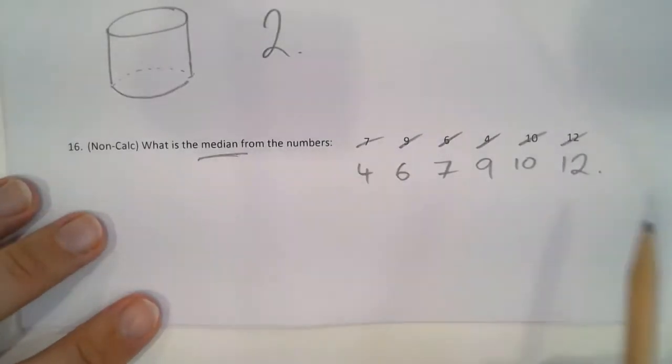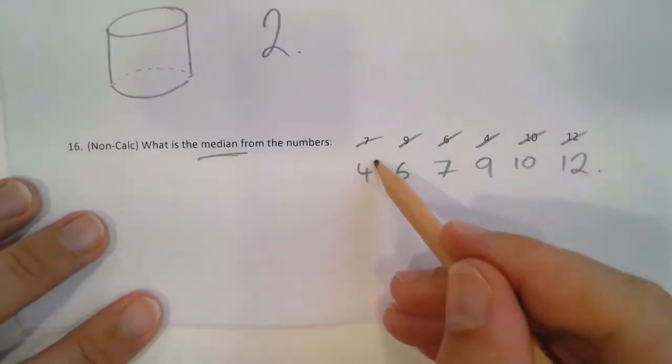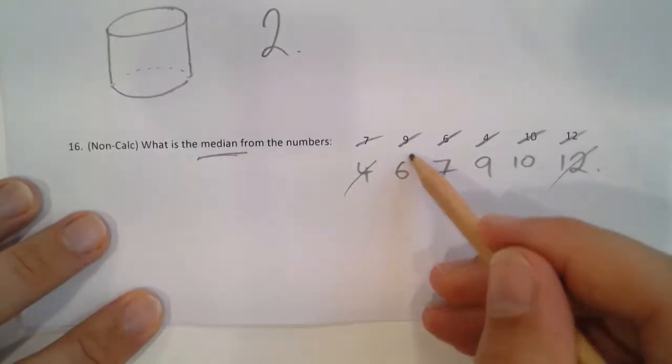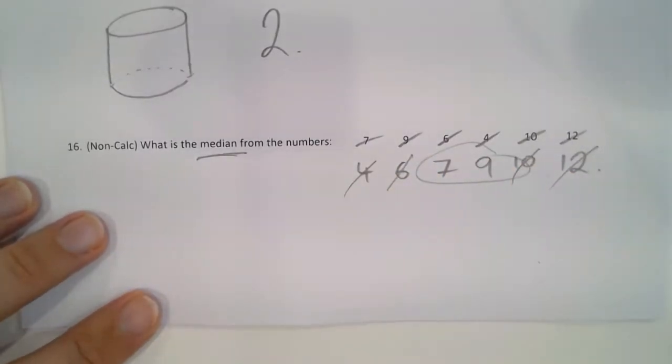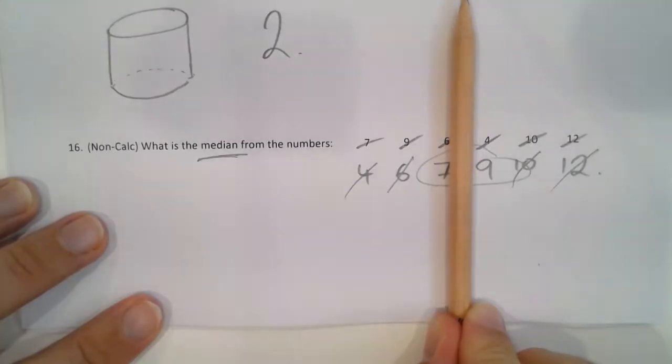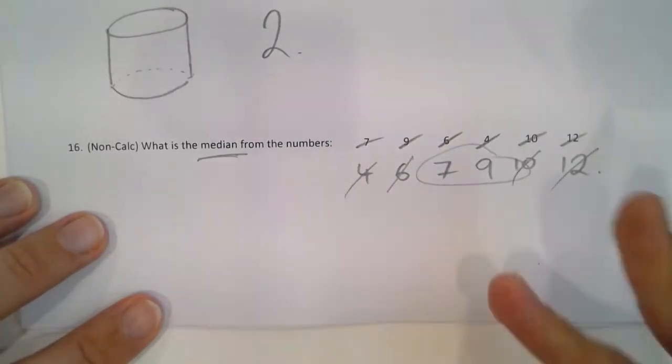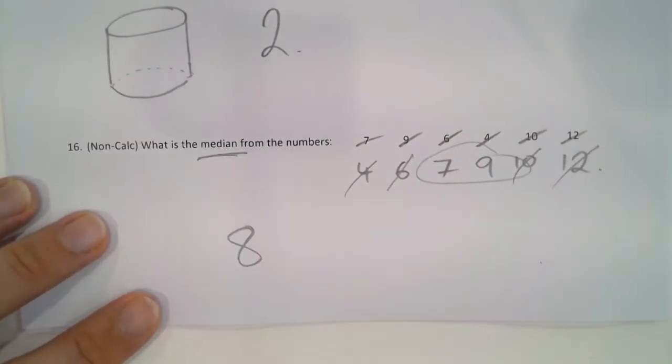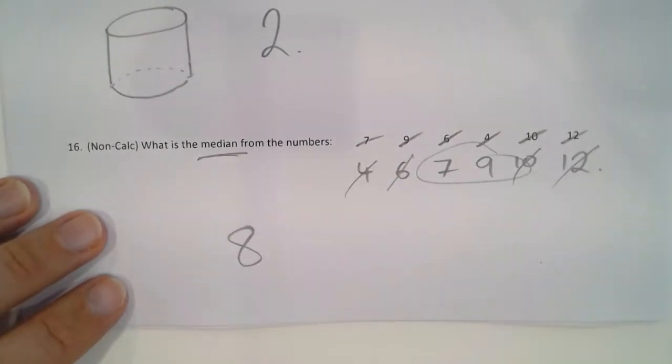So to find the middle, we cross off one from each side, get rid of that one and that one, that one and that one. The middle is in between those numbers. I mean, you can see that's clearly where the middle would lie. The middle of 7 and 9 is clearly 8.